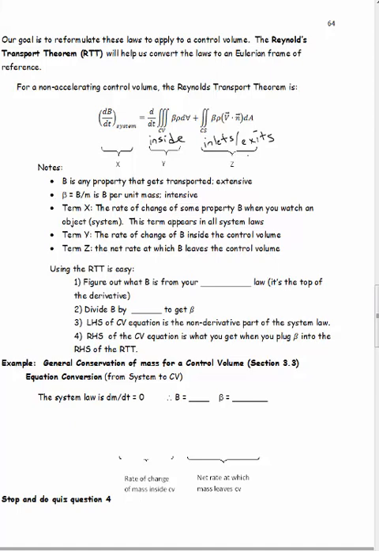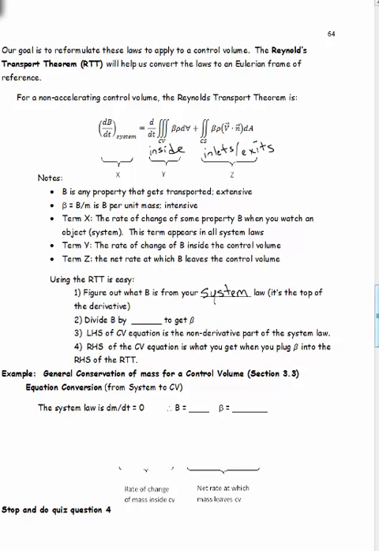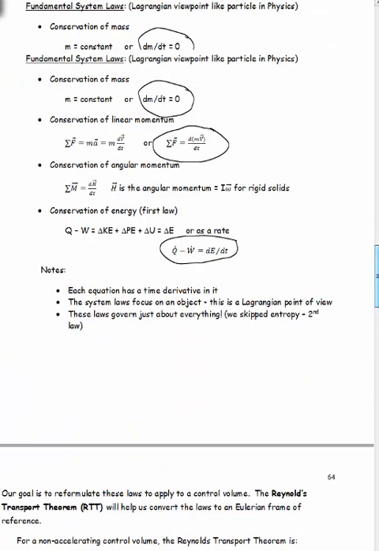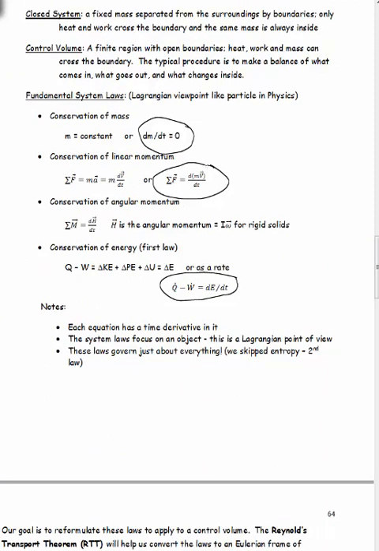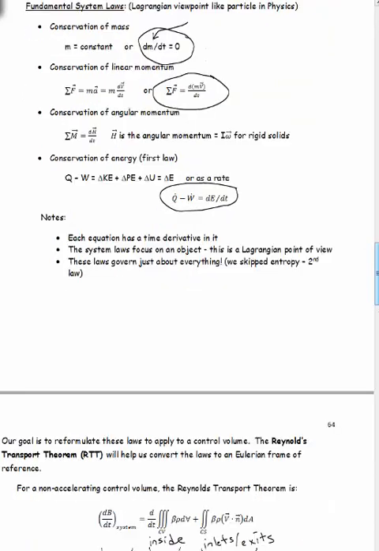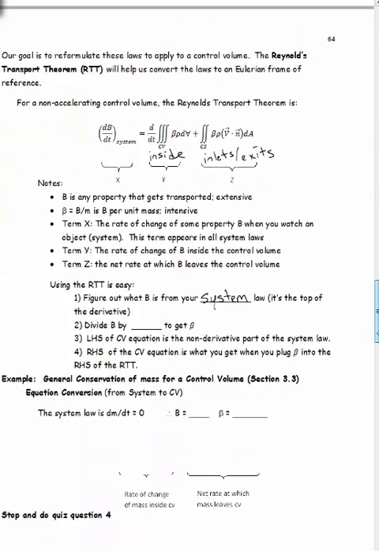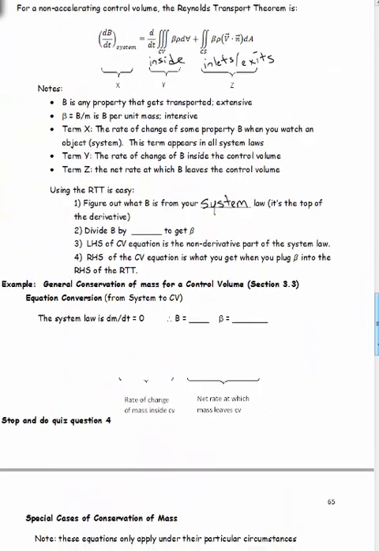So using the Reynolds transport theorem, first thing to do is figure out what B is from your system law. And all it is is what's in the numerator in your d dt term, okay? So for conservation of mass, we're going to see in a minute, your big B is just m, okay? The next thing is to divide B by m to get beta.